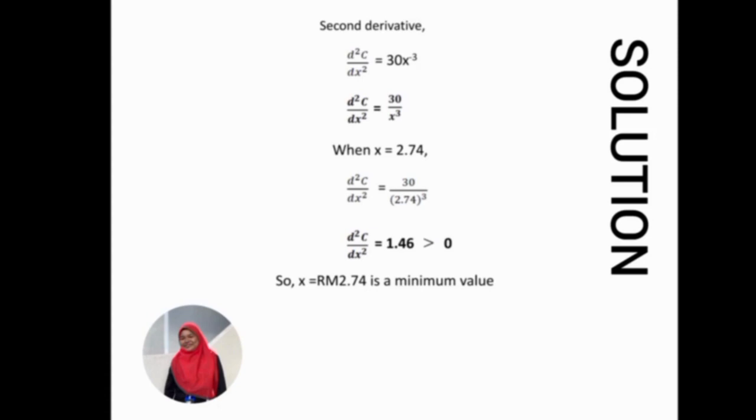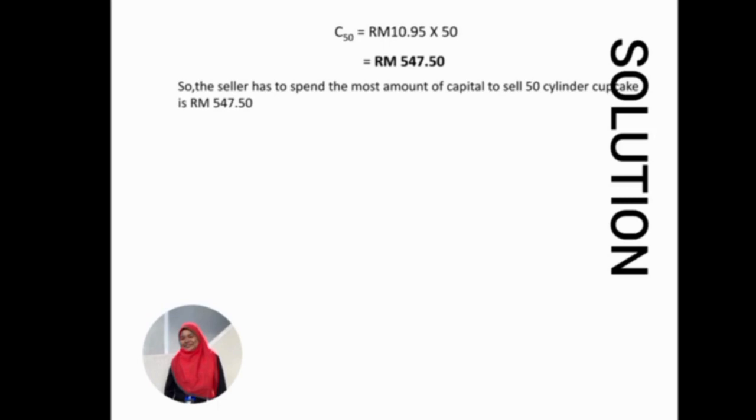Lastly, we want to find the minimum cost of the cupcake. We have to use the equation that the question gave and substitute the x value. So you will get a minimum cost of 10.95 ringgit Malaysia. Because we want to find the cost of 50 cylinder cupcakes, you have to multiply by 50. So the seller has to spend a minimum capital cost of 547.15 ringgit Malaysia.